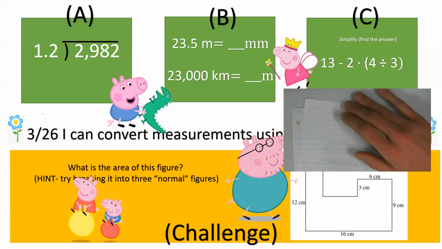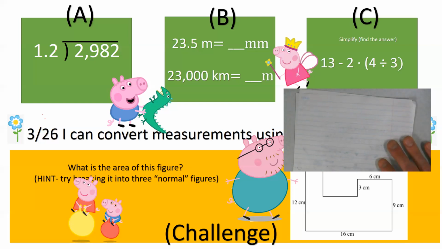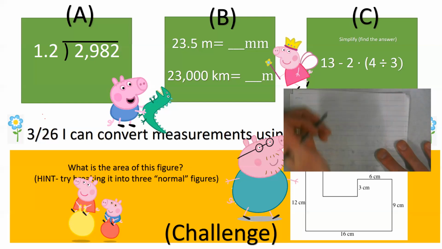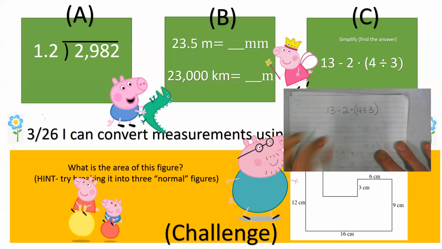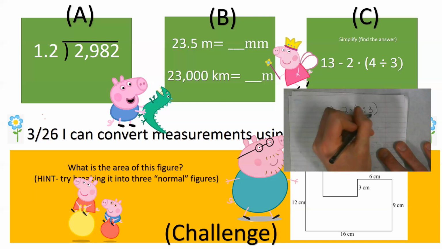Now, let's go into our algebra question. We have 13 minus 2 times 4 divided by 3. Please excuse my dear Aunt Sally. Please excuse my dear Aunt Sally. The first thing we're doing is parentheses. I have 4 and we're splitting 3.